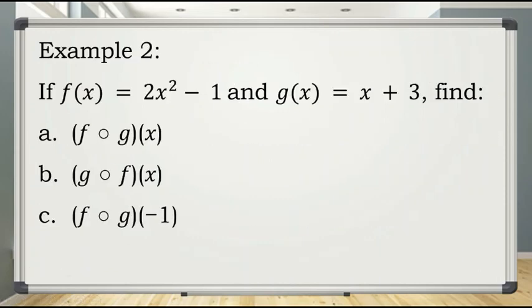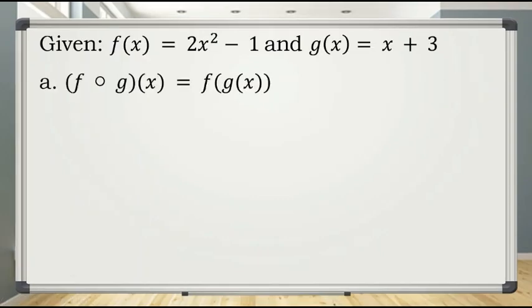Let's have an example. If f of x is equal to 2x squared minus 1 and g of x is equal to x plus 3, find the following. Letter A, f composed of g of x. Letter B, g composed of f of x. And letter C, f composed of g of negative 1. So, ito yung sinasabi ko sa inyo na pwedeng magkapalit yung function natin. Okay, so be careful with that.